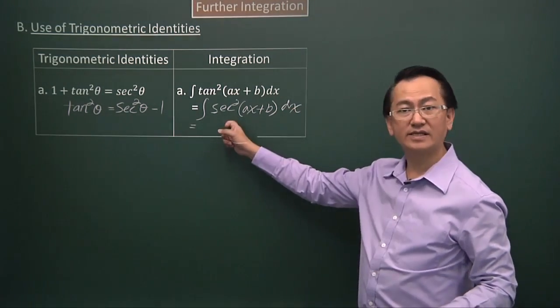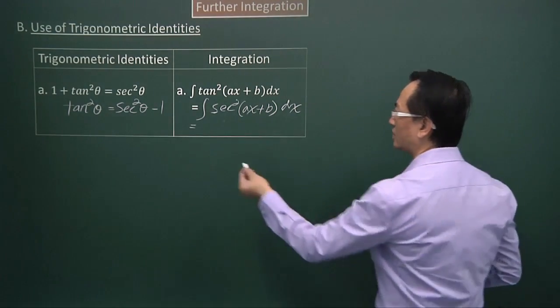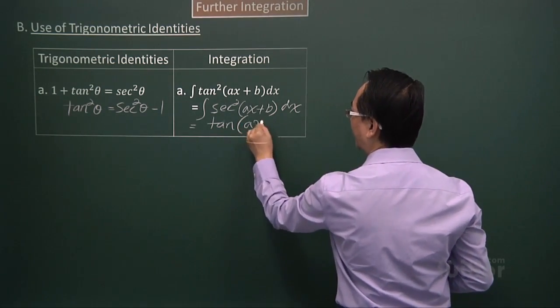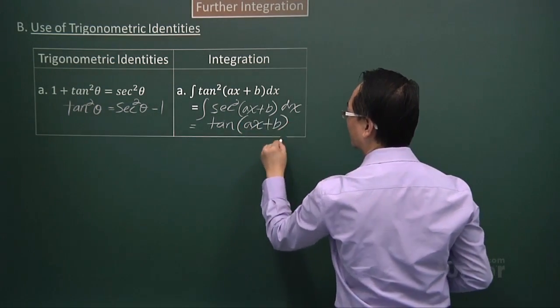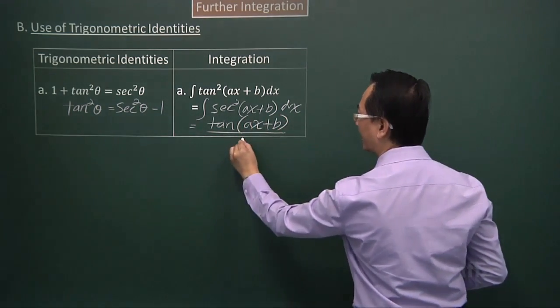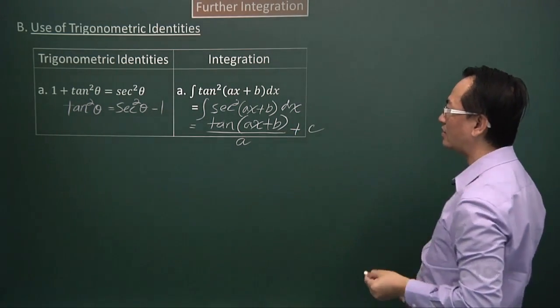When I integrate secant squared, I get tangent. So tangent bracket ax plus b over, when I differentiate this, I get a. Then I also have the arbitrary constant c.